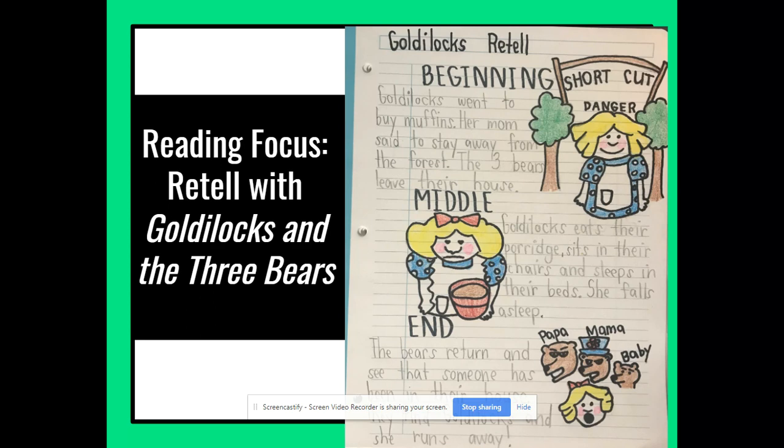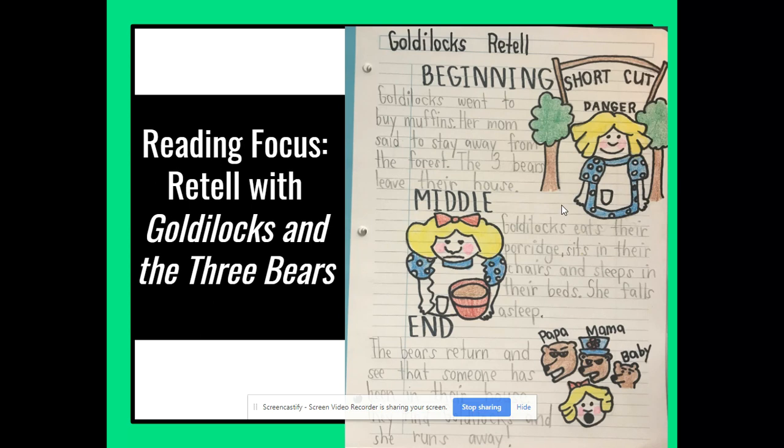So, Goldilocks went to buy muffins. Her mom said to stay away from the forest. The three bears leave their house. So all of that happens at the beginning. In my picture, I made sure to include Goldilocks in that forest. I also showed that there was a dangerous shortcut she was going to take.